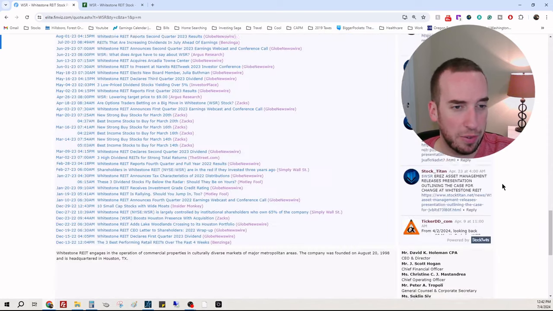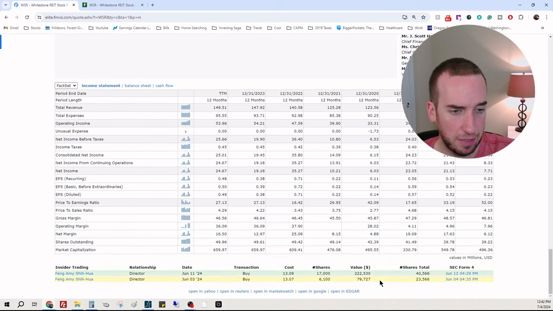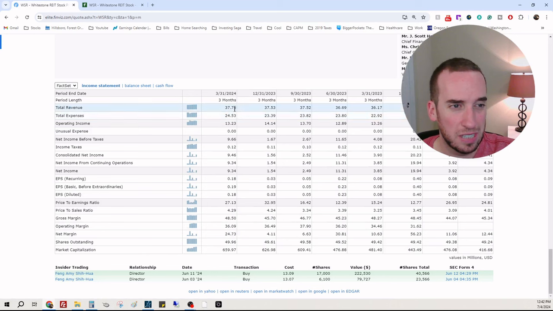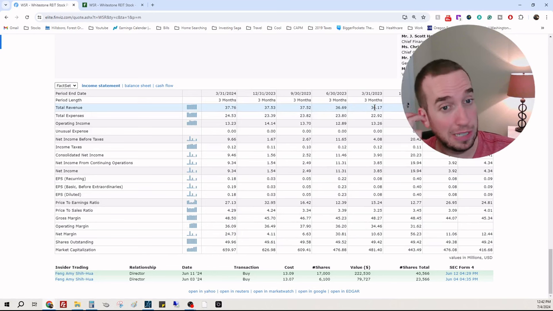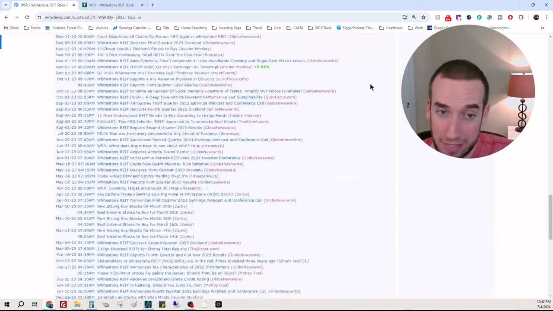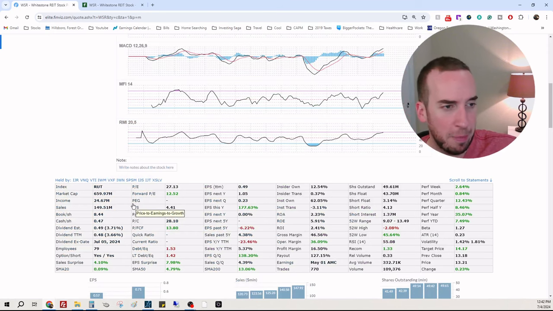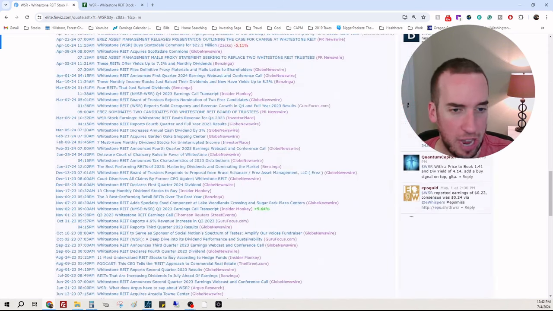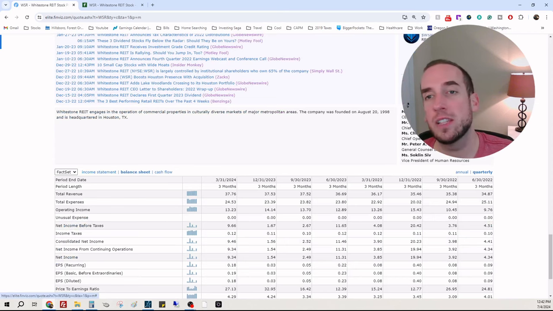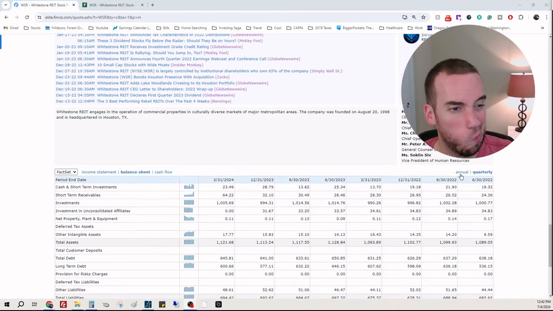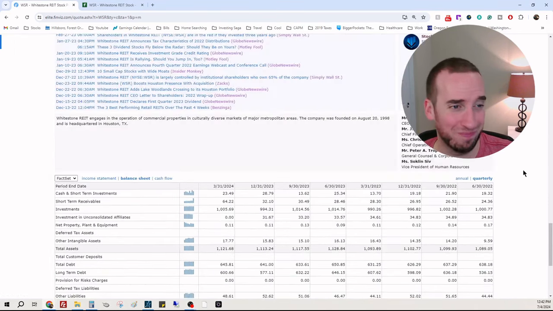I don't really want to run my calculation on this one because I can tell it's just not. They did 37 million this year, 37.76. Last year they did 36.17. They're growing, they're doing what they can. They're a small time company at the moment. How much cash do they have? Let's check out the cash. 23 million. They need to make some acquisitions.